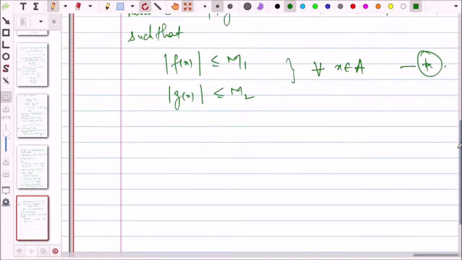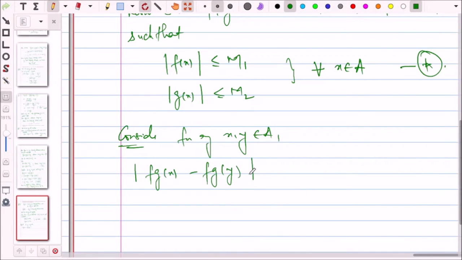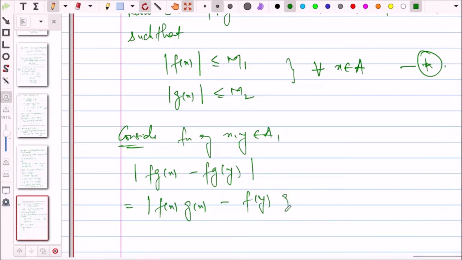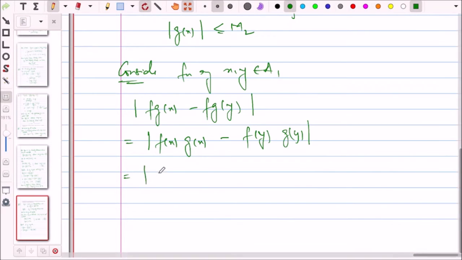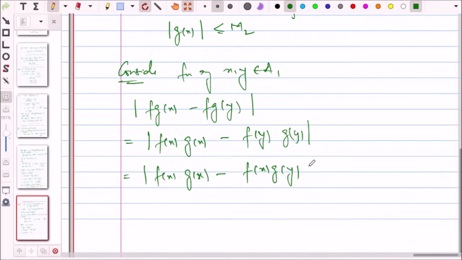Now consider, for any x, y belonging to A, (fg)(x) - (fg)(y). We will approach it the same way we approached the continuity. So this is nothing but f(x)g(x) - f(y)g(y). Now we want to separate them. How can we separate? We will take the mixed form, one with x and one with y. So we will take f(x)g(y), or one can take f(y)g(x). We will add and subtract this term f(x)g(y).